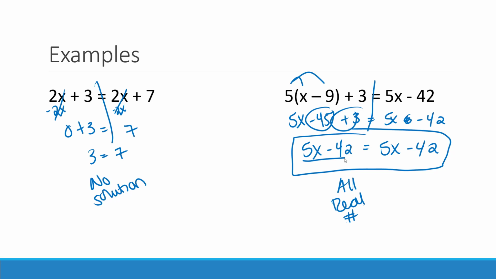So again, if the left-hand side of your equation turns out to be the exact same as the right-hand side, this is all real numbers.